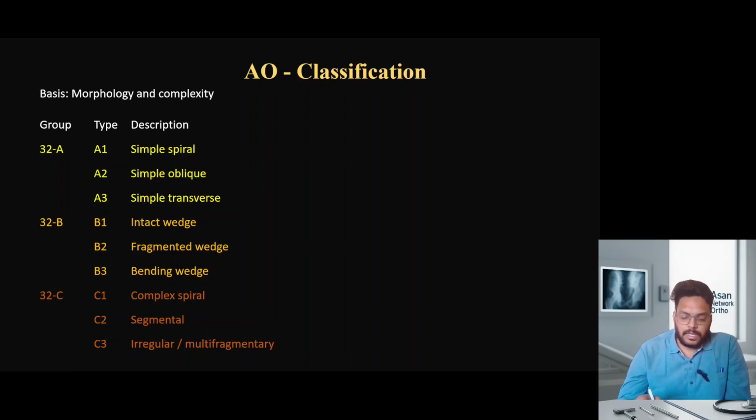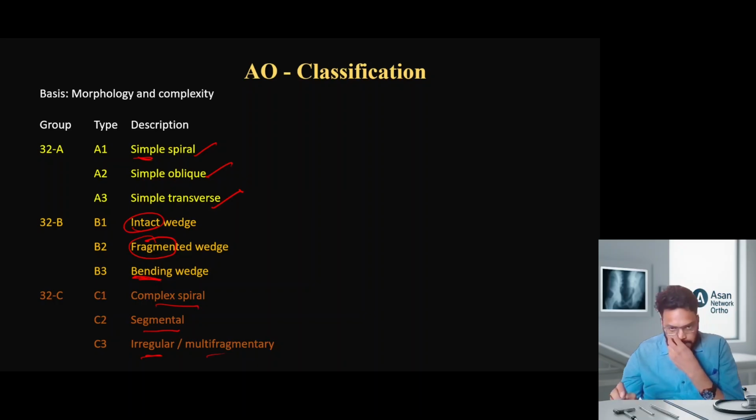In A, it is a simple fracture. It could be a spiral, oblique, or a transverse fracture. Then in B, the wedge is intact or fragmentary, or it's a bending wedge. Then type C is multifragmentary, where there is a complex spiral or segmental or an irregular multifragmentary fracture. It is a type C3.